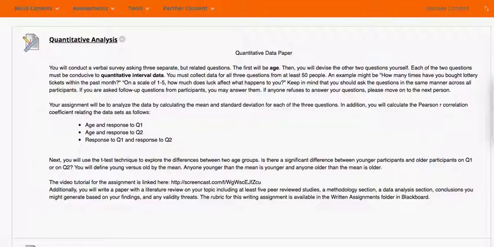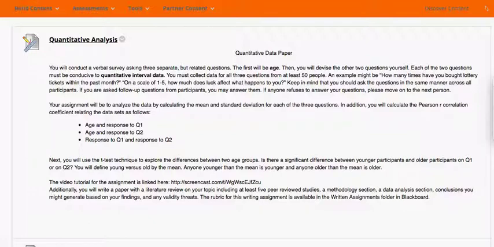You are going to conduct a survey of a minimum of 50 people. You can ask them questions in person, or you can post the questions on social media. It's your choice. The first question you will ask them will be their age. You just need a rounded whole number, right? So 28, 32, whatever it is.